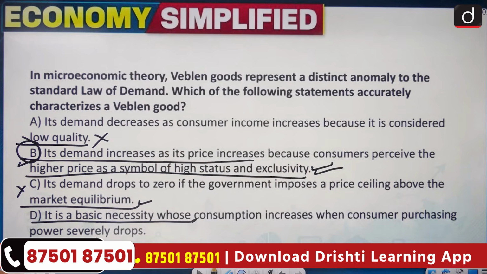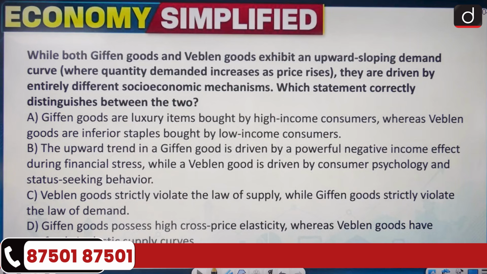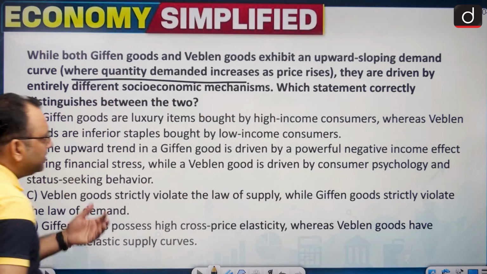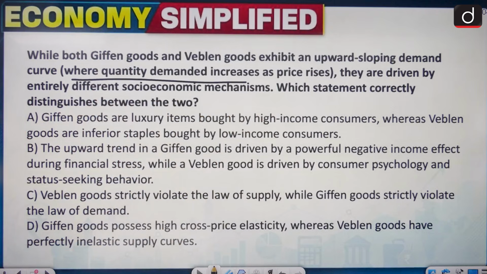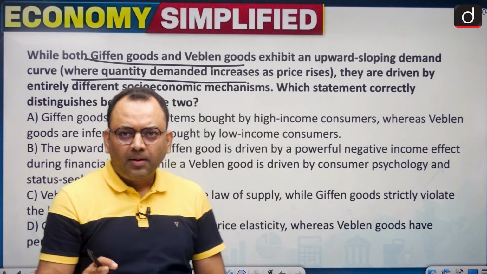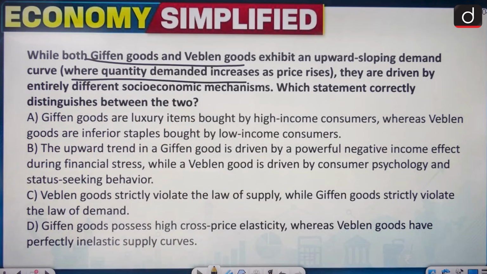The second question we have: while both Giffen goods and Veblen goods exhibit an upward sloping demand curve, read this as the quantity demanded increases when the price increases, right? They are driven by entirely different socio-economic factors. The question is that both Giffen goods and Veblen goods don't follow the law of demand, but their reasons are different. What are the two different reasons for them?